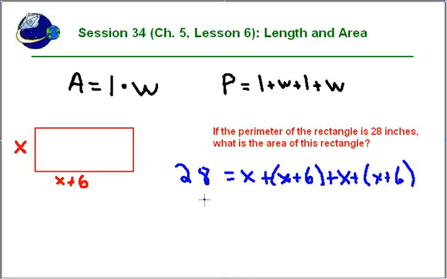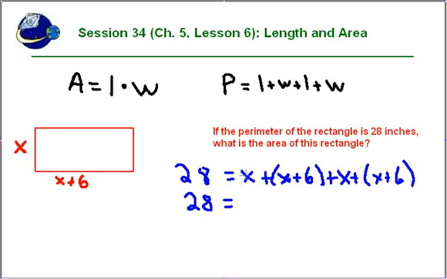Let's go ahead now and try to solve it for x. We have 28 again on the left-hand side. All our x's are on the right-hand side, so let's combine. And if you take a look here, every single thing that's here is being added together. Because of that, it does not matter which order we add things in. We're going to get the same answer.